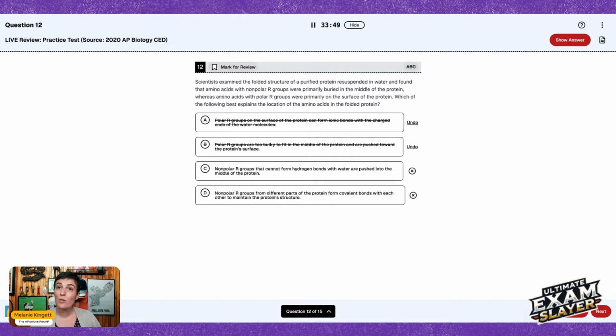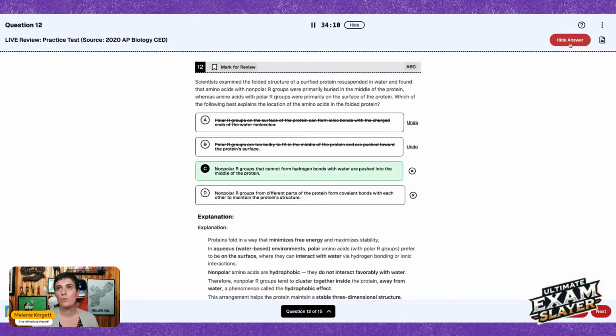Non-polar R groups cannot form hydrogen bonds with water and are pushed to the middle of the protein. Or non-polar R groups from different parts of the protein form covalent bonds with each other to maintain the protein structure. That's just really true of all R groups. It doesn't really explain the pattern at all. So I think C is our best choice here. Let's hit show answer just to make sure.